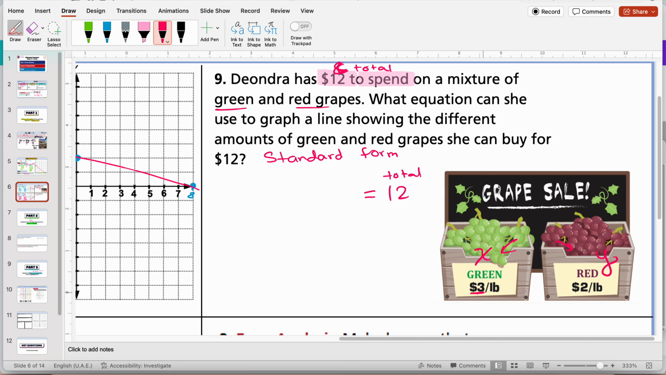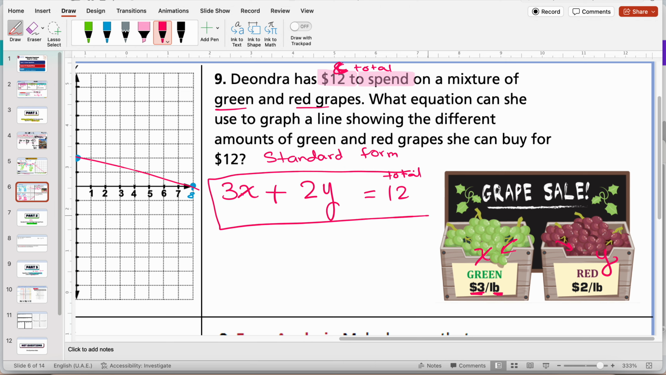So the price is $3 per pound of green grapes. They are different categories, that's why they have x and y. So 3 times x, which is the amount of pounds of green grapes, 3x, plus she can buy $2 per y, so 2y, and that's my equation. A is 3, B is 2 and C is 12.